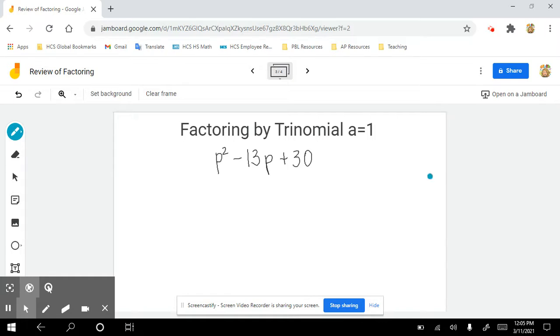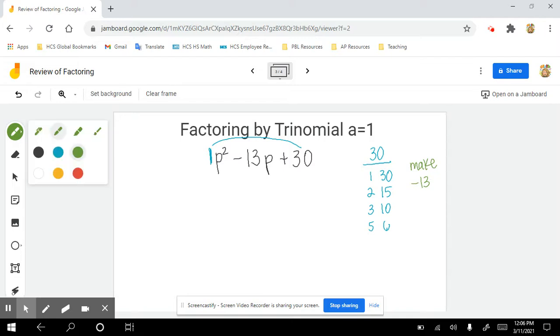So trinomials, we take the number from the front with the square, and we multiply this to the back. So 1 times 30 is 30. Now we need to list the factors of 30. Your goal is to look for the 2 factors inside here that make a negative 13. So if I add or subtract, in this case our 30 is positive, so it's either going to be both are positive or both are negative.